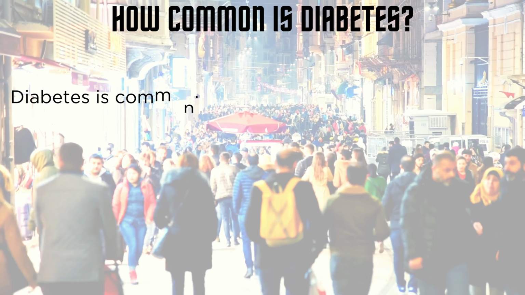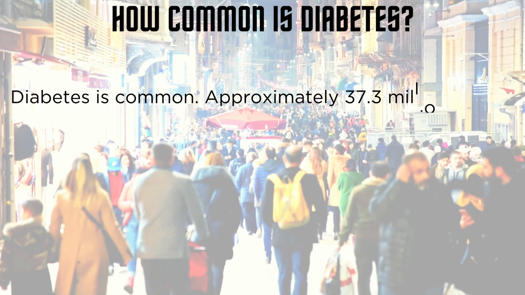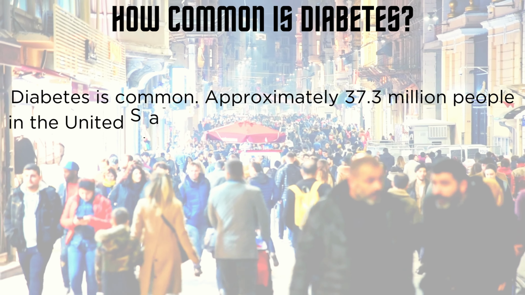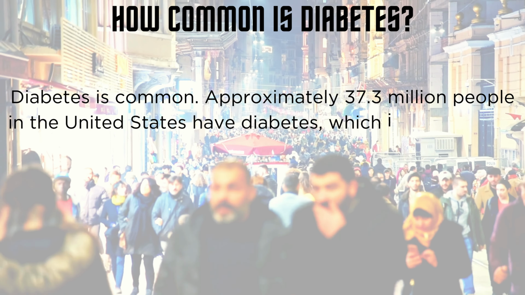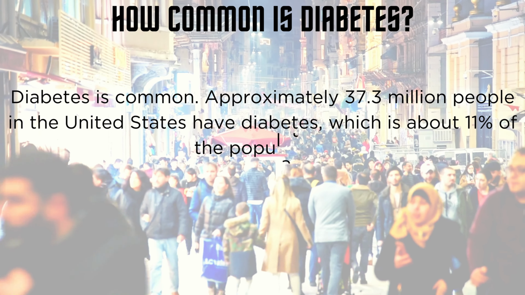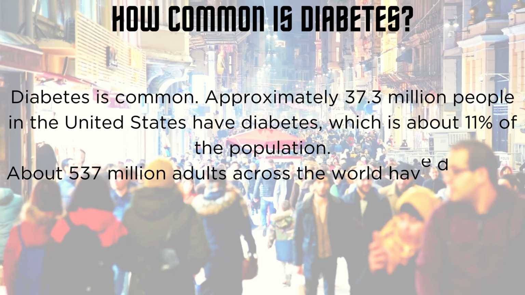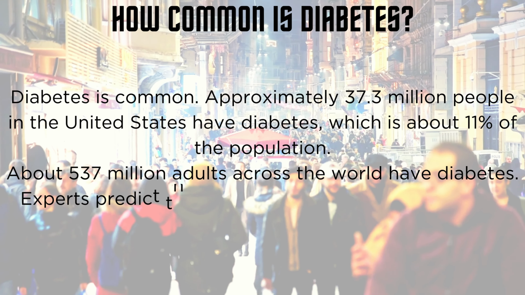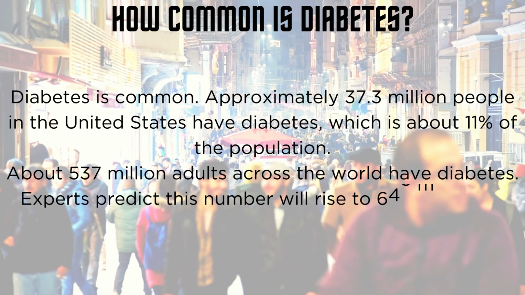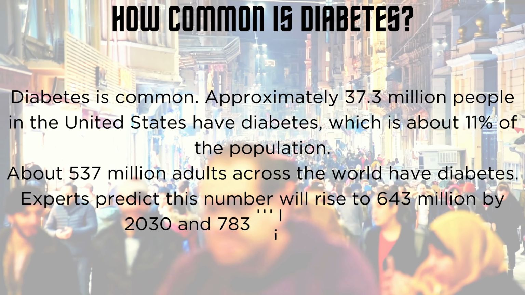Diabetes is common. Approximately 37.3 million people in the United States have diabetes, which is about 11% of the population. About 537 million adults across the world have diabetes. Experts predict this number will rise to 643 million by 2030 and 783 million by 2045.